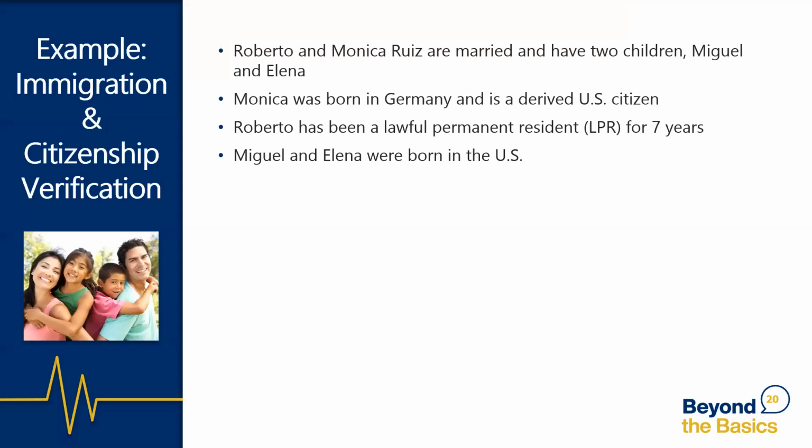So I'm going to go through an example, but I'm going to try and go through it really quickly because I am running out of time. We have Roberto and Monica, a married couple. They have 2 kids, Miguel and Elena. Monica was born in Germany, outside of the country, but she was a derived citizen, right? I talked a little bit about this earlier. She was born a US citizen just outside of the country, so we already know that could be a tricky situation. Roberto has been a lawful permanent resident for 7 years, and Miguel and Elena were born in the US. Next slide.